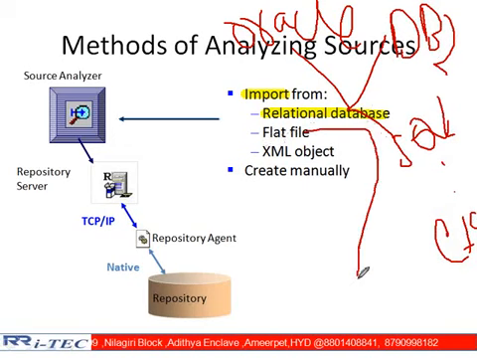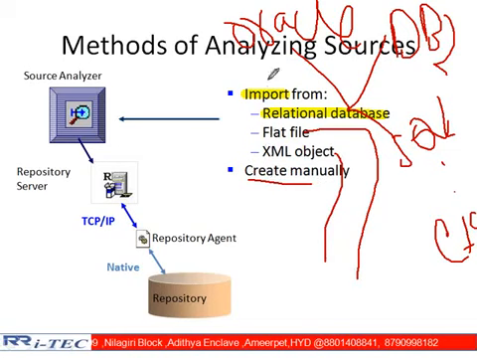One is delimited, that means comma separated values, tab separated values like that. The second is called fixed. It may be any type of flat file. And XML files also, if you want you can do it, or you can create your source manually. Whatever you want, you can create it.